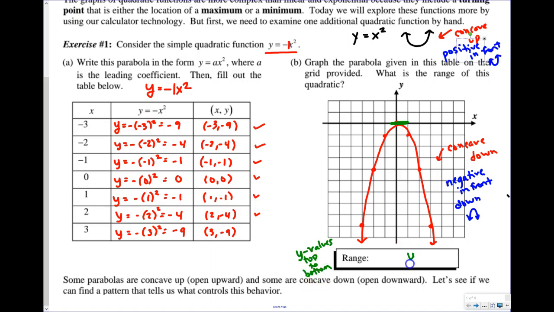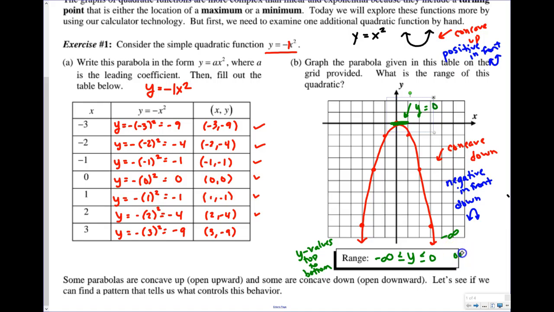Okay, so I know my range is going to look like this. Well, what's the very lowest y gets? It's going to go all the way to negative infinity. It's going to keep going. So negative infinity, what's the maximum it gets to? This point right here at 0, where y is 0. So my range is negative infinity to 0.